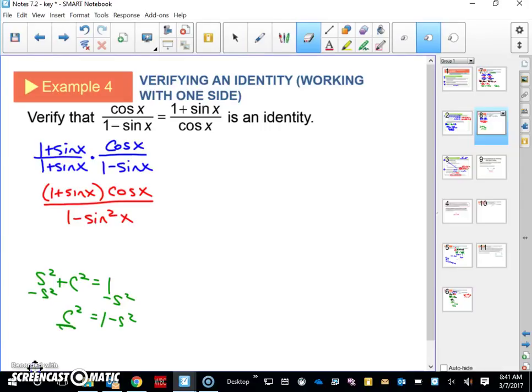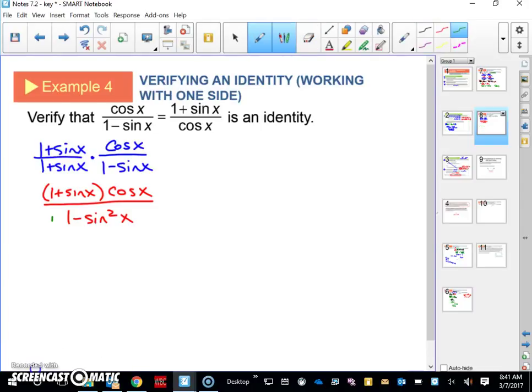That's something that should come to the front of your brain. It comes up a lot. 1 minus sine squared is going to equal cosine squared. And so I know this denominator is going to end up being cosine squared. The top is kind of messy, 1 plus sine x times cosine x, and that's going to be all over cosine squared x.